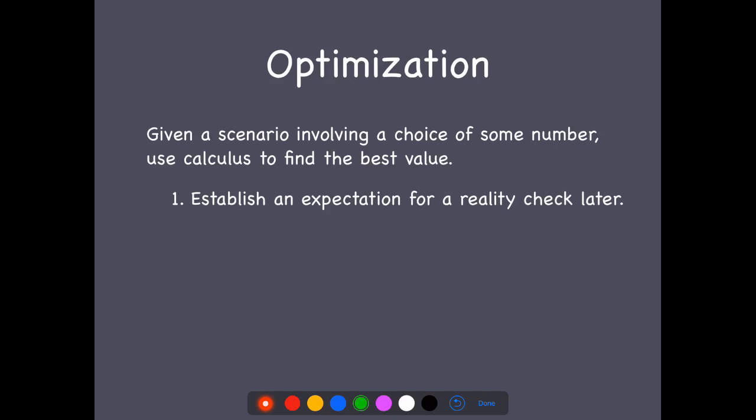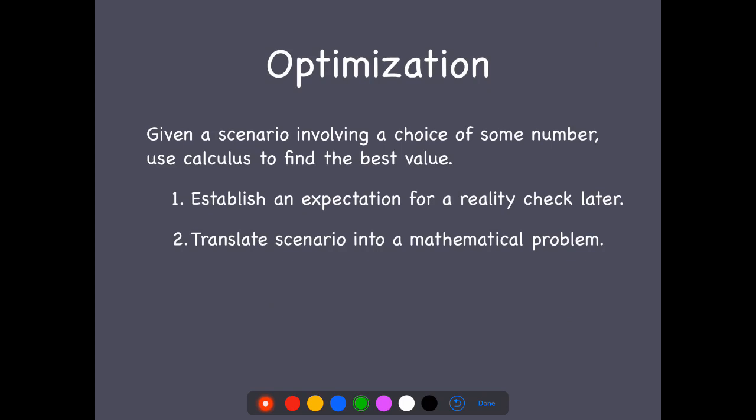So the first step I recommend is establishing an expectation based on your intuition about the problem, and using that later as a reality check on your answer. And if in the end your expectation doesn't agree with your calculated answer, then you've got to go back and fix one or the other, right? Maybe your expectation had some misconceptions underneath it, or maybe you miscalculated or defined your function poorly.